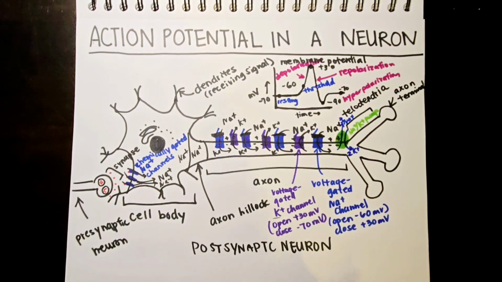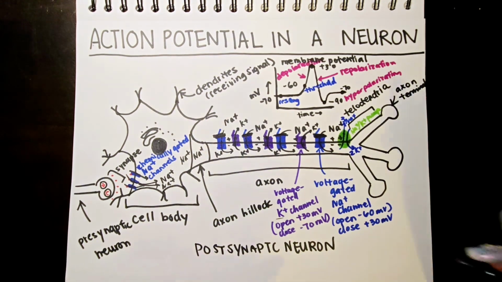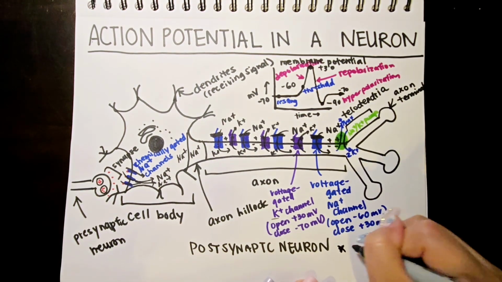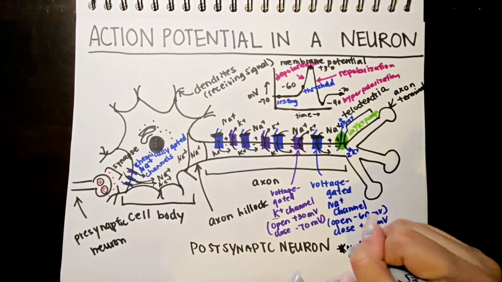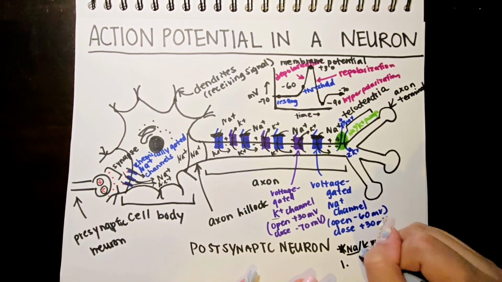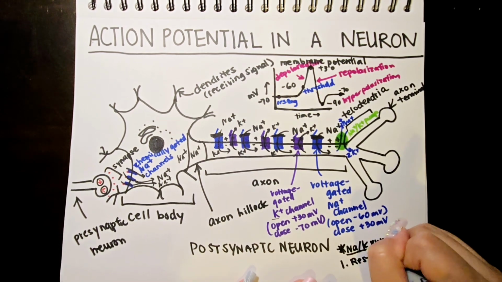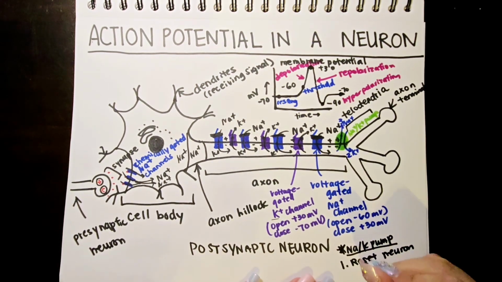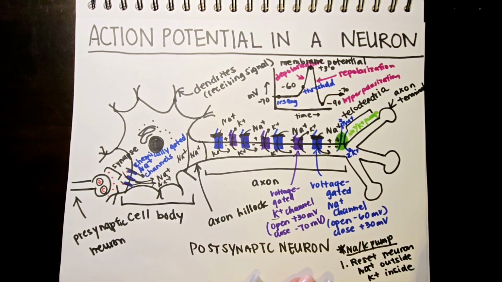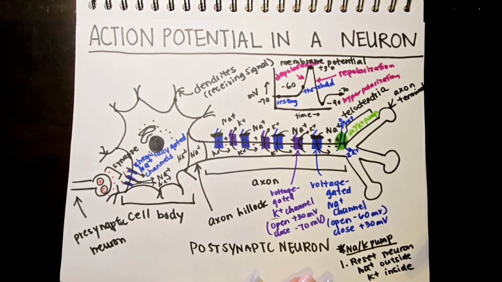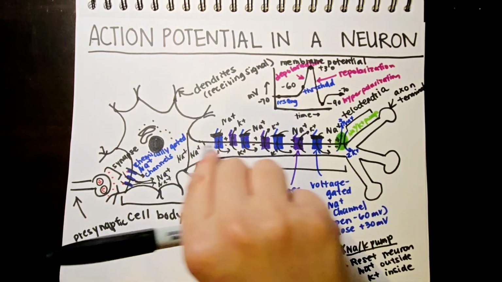So the sodium-potassium pump does 2 things. Let me write it on the side here. The sodium-potassium pump does 2 things. 1, reset the neuron, where it will allow sodium ions to be on the outside and potassium ions to be on the inside. Okay, it reverses the ions back to reset the neuron so you're ready for the next round of action potential.